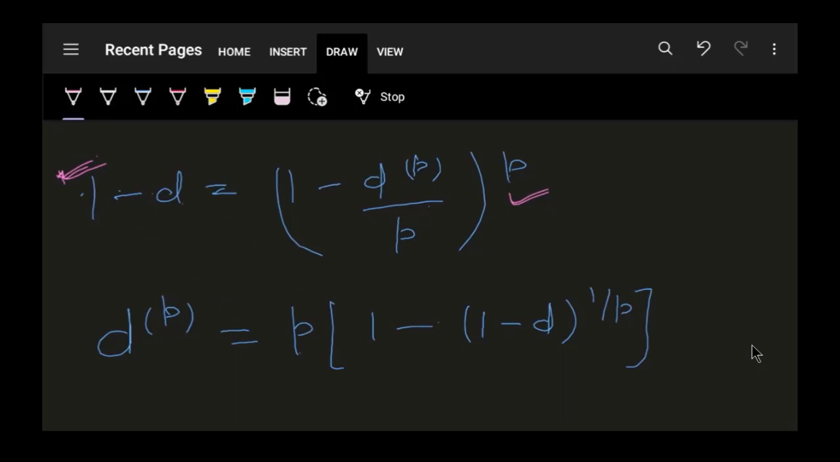In the second formula below, d is my effective annual rate. When I calculate 1 minus d, this gives me the annual factor of discounting. When I raise it to the power 1 by p, I get the discounting factor for each period. And to calculate the rate for that period, I will subtract that factor from 1. And I can get the annualized rate by multiplying it by p again.